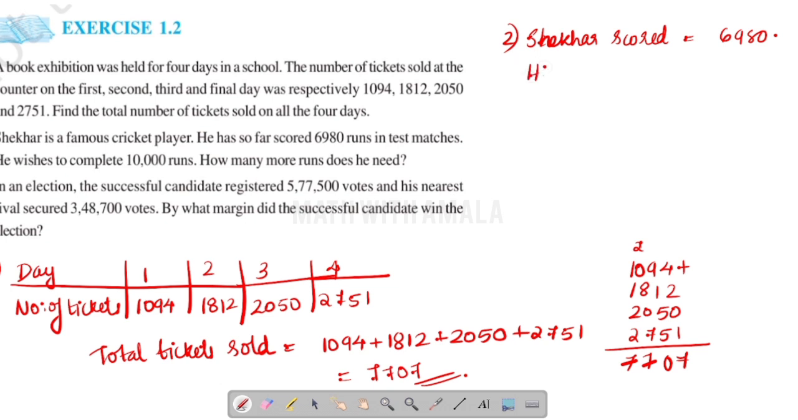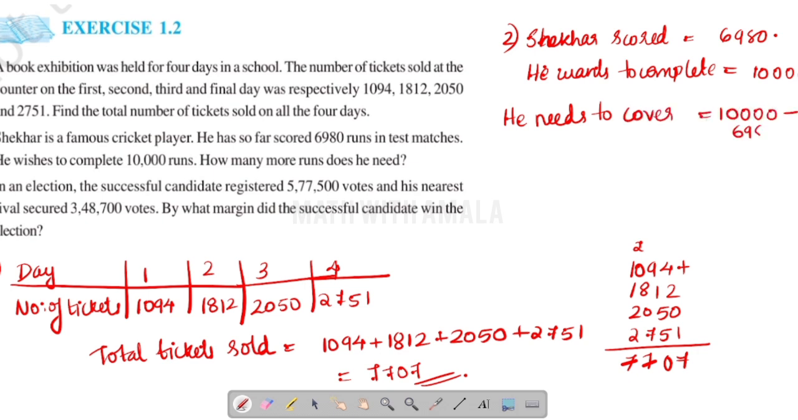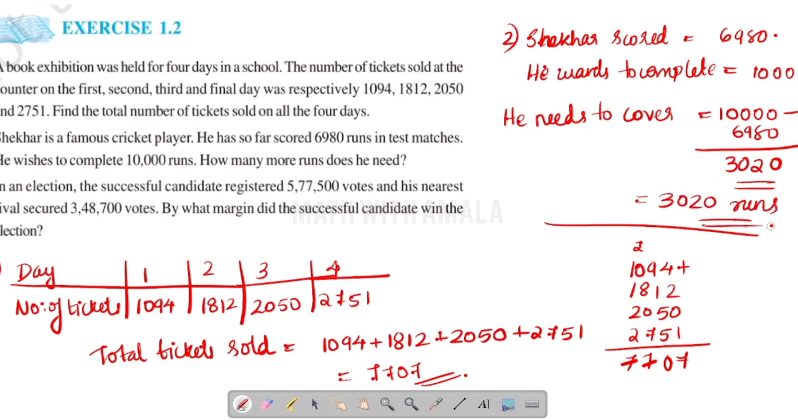So he scored 6,980. Let's write all in step-by-step format. He wants to complete 10,000 runs in total. So how many more runs does he need? We have to take the difference of 10,000 and 6,980. Okay, so what is the difference? 0 minus 0, 0. 10 minus 8, 2. Then that will become 9. 9 minus 9, 0. Then that will become 9. 9 minus 6, 3. Okay, 3020 is the answer for the second question.